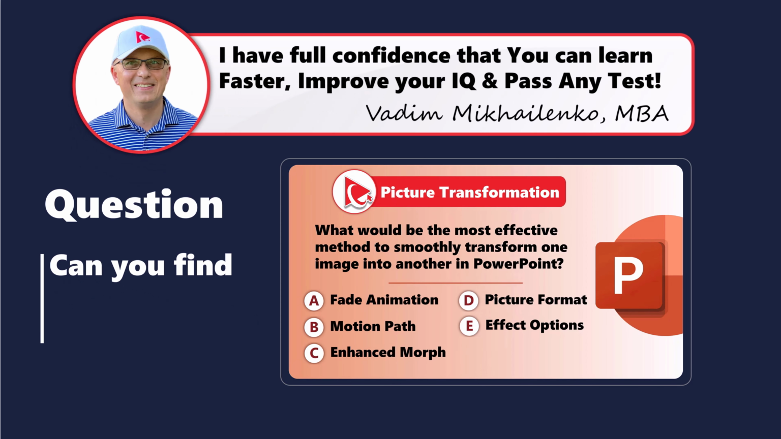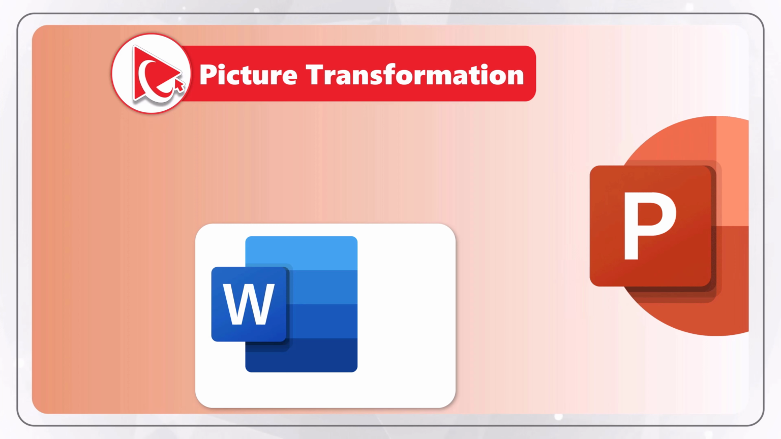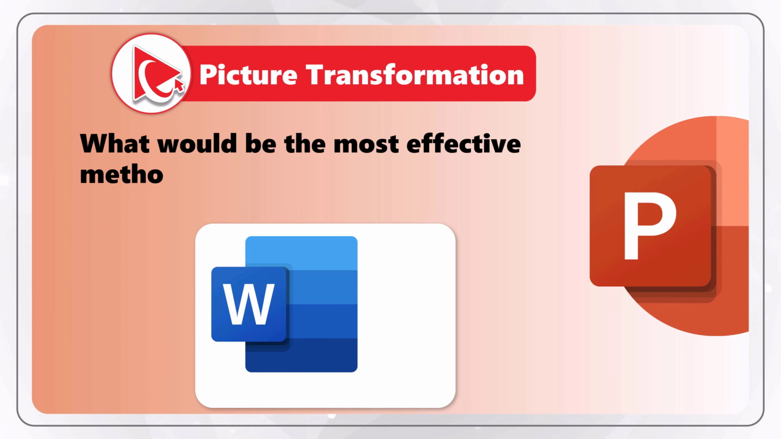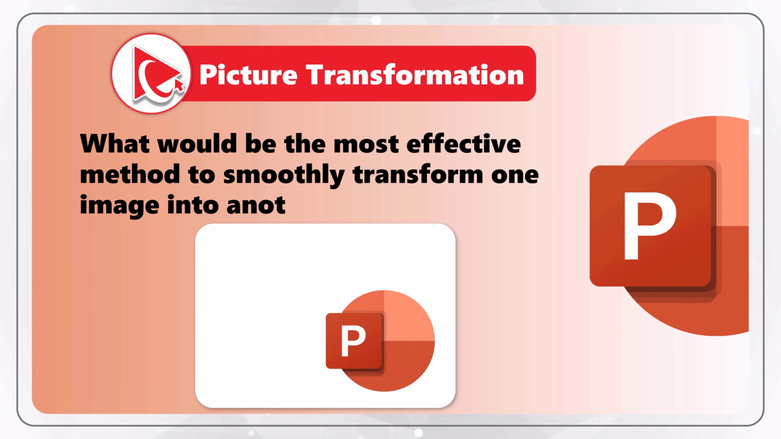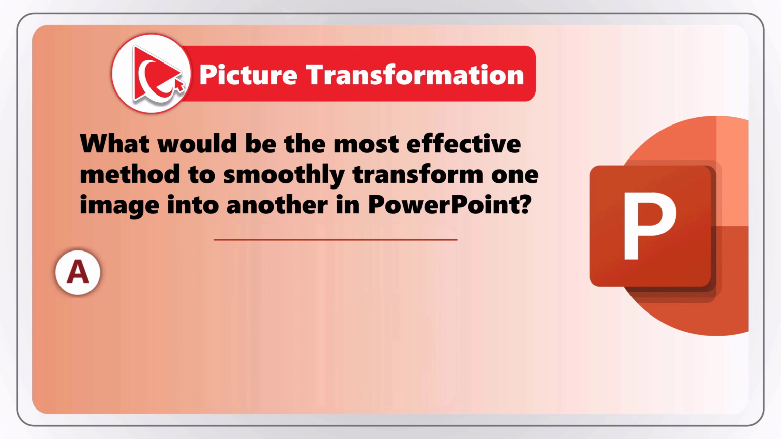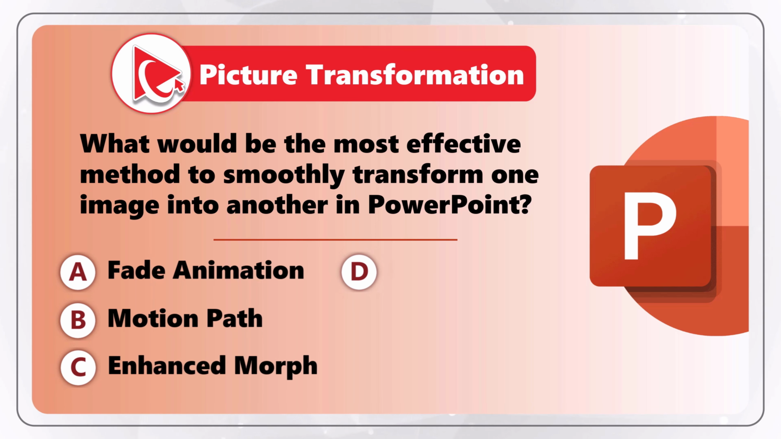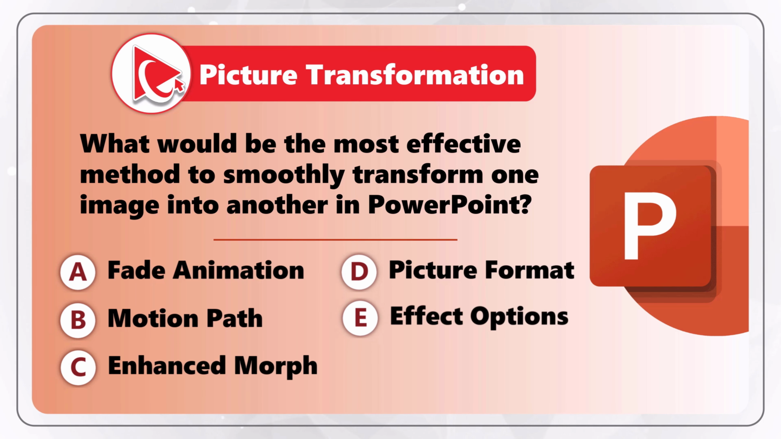Let's explore this cool and intellectually stimulating assessment test question together. You're presented with the picture, and you need to determine what would be the most effective method to accomplish this transformation in PowerPoint. You have 5 possible choices. Choice A, using fade animation. Choice B, using motion path. Choice C, using enhanced morph. Choice D, using picture format. And last but not least, choice E, using effect options.